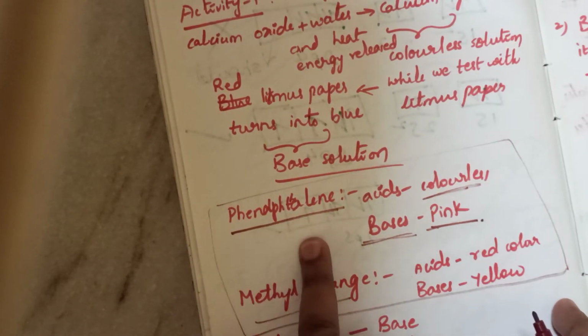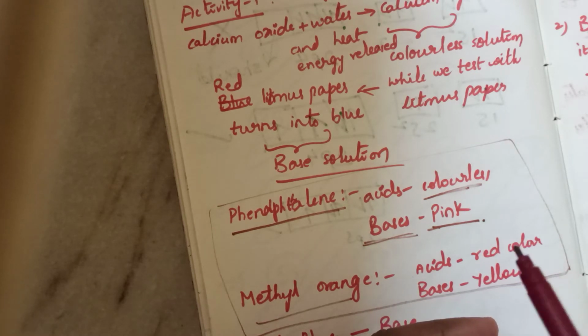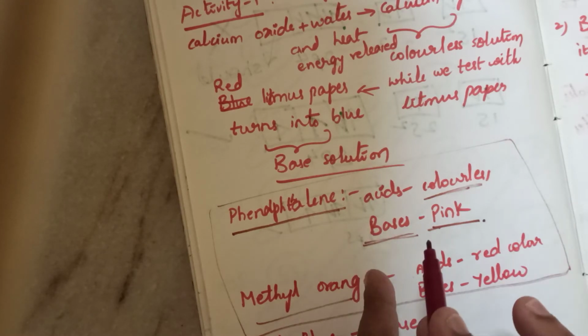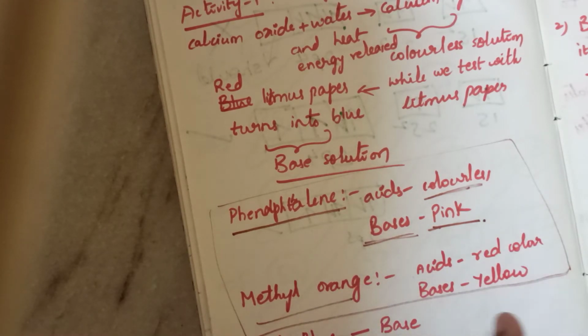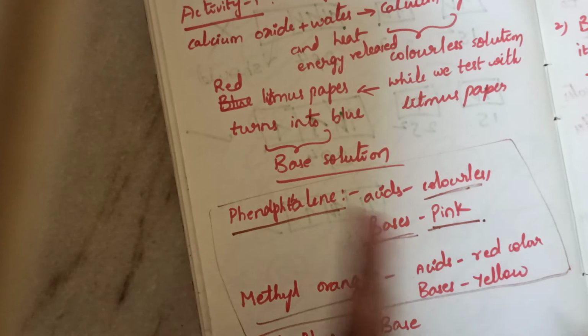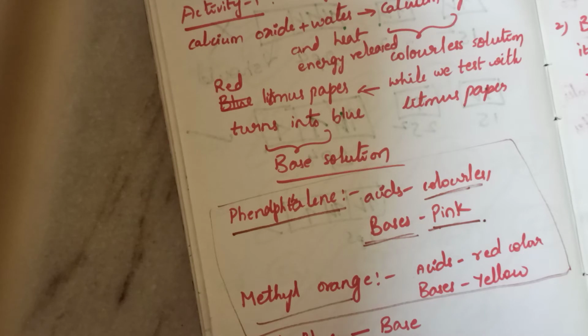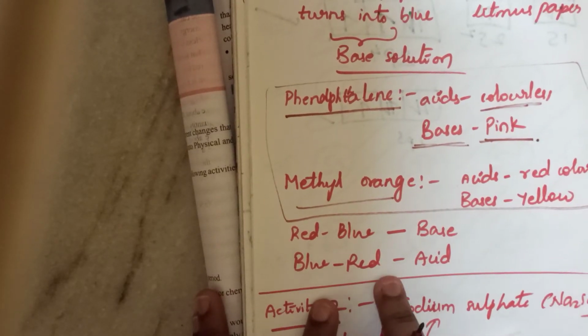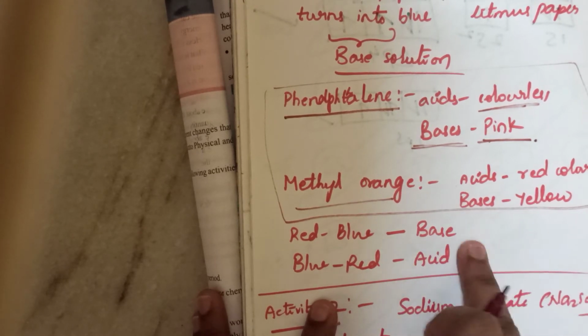Phenolphthalein gives a colorless solution with acids and a pink solution with bases, and methyl orange gives a red solution with acids and a yellow solution with bases. One more thing, children: with litmus paper, if red litmus paper reacts with any solution and turns blue, that is a base, and if blue litmus paper turns red, those solutions are acids.